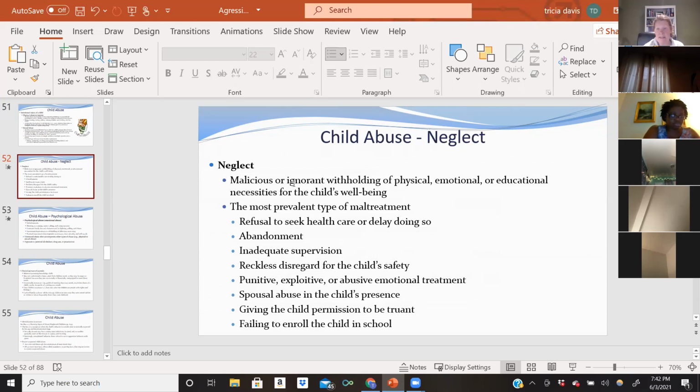Parents that abandon their children, or don't adequately supervise their children. So they go to bed and they leave the 2-year-old up, and the 2-year-old runs around the streets, and the neighbors find the kid running around with no diaper on. Inadequate supervision, reckless disregard for the child's safety, punitive, exploitive, or abusive emotional treatment. Even abusing the spouse in front of the child is considered neglect. Giving the child permission to be truant so they don't have to go to school, and then failing to enroll the child in school.